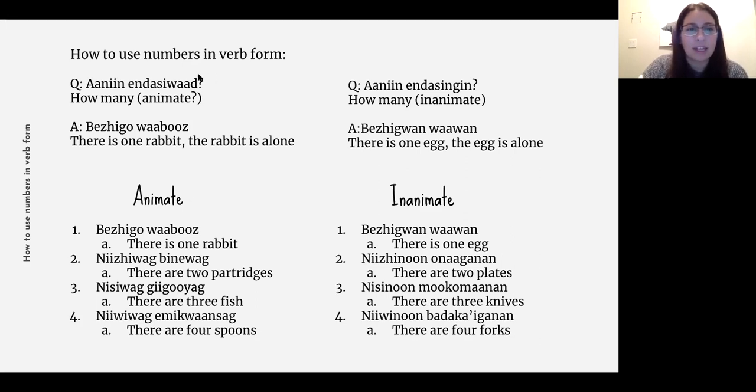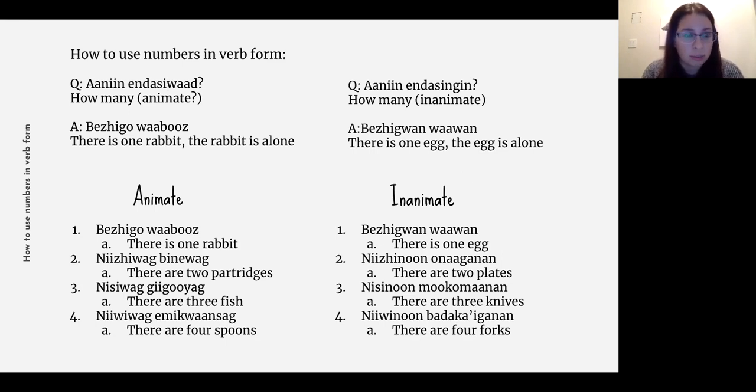And you want to ask it like a question. So anin and dasse wad. So you're asking how many of an animate object there is. So if you were asking how many and you were pointing to a rabbit, what the person would say is, so the number one is beshig.